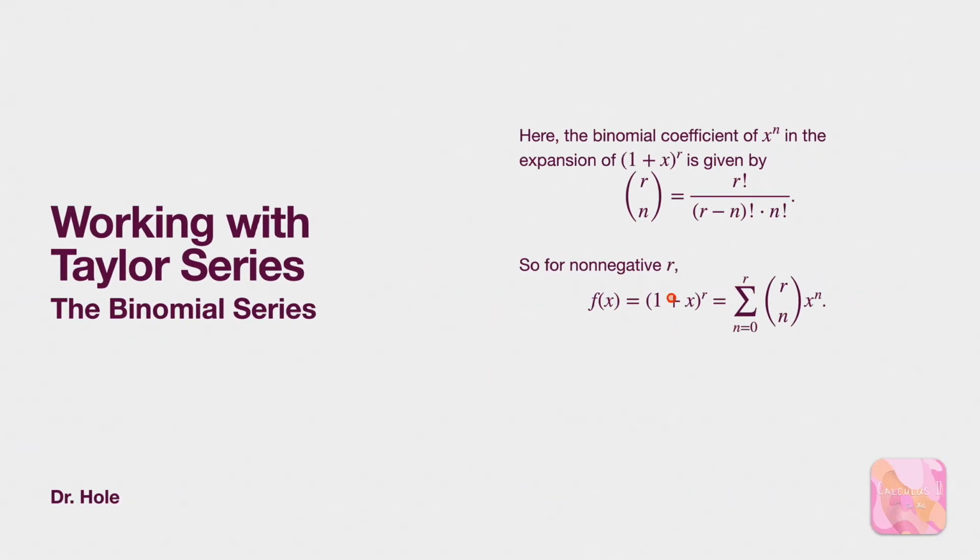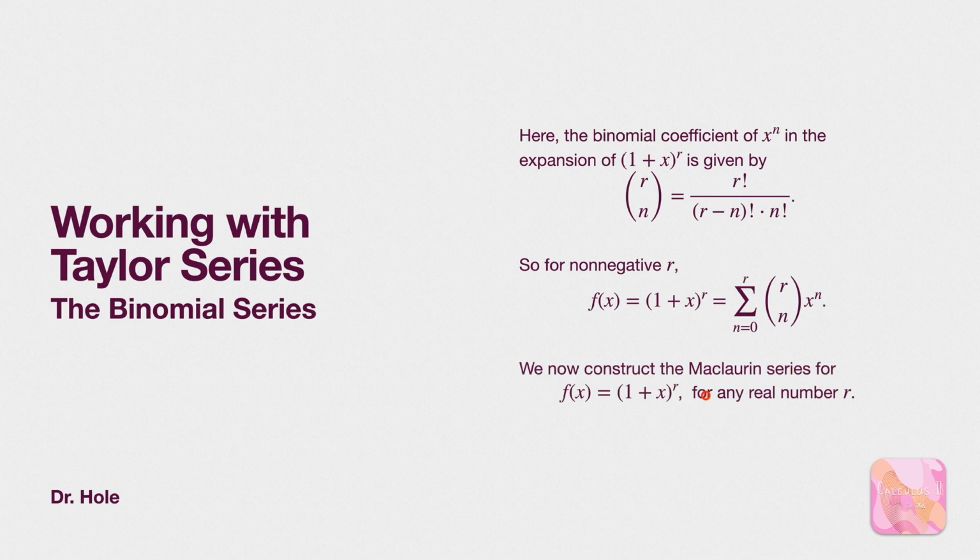Okay, so we're comfortable with this idea of 1 plus x raised to the r, where r is a counting number, equivalently being represented using this summation notation. What we want to do is construct the Maclaurin series for this function f, where we're going to allow the exponent r to actually be anything whatsoever.